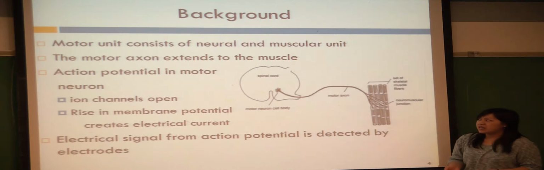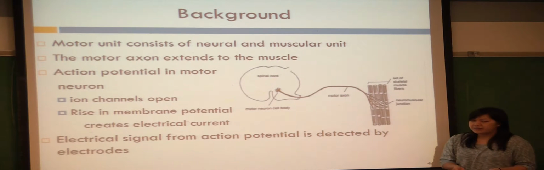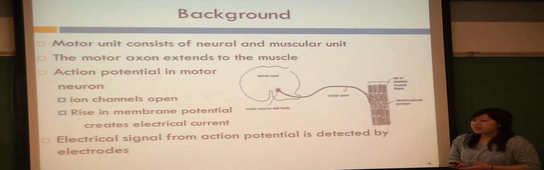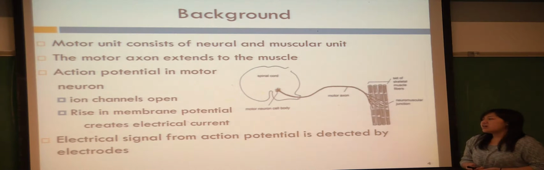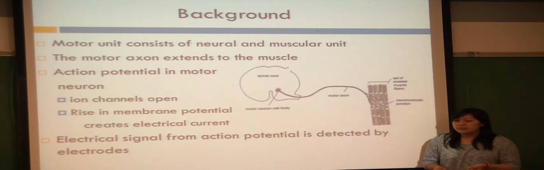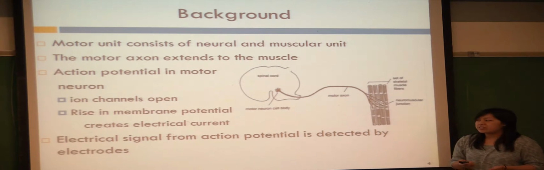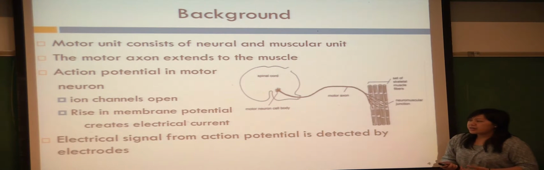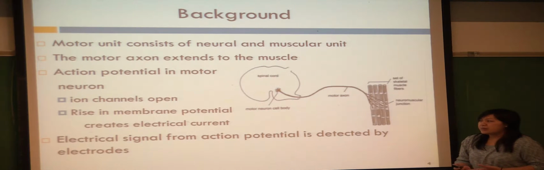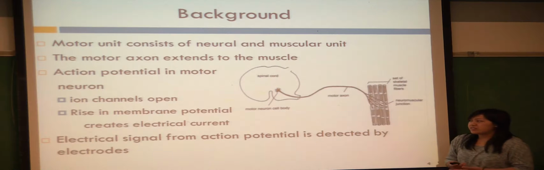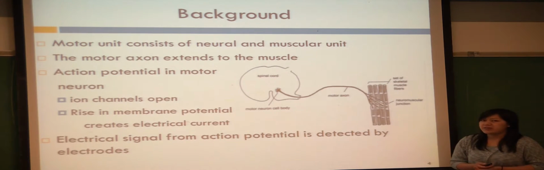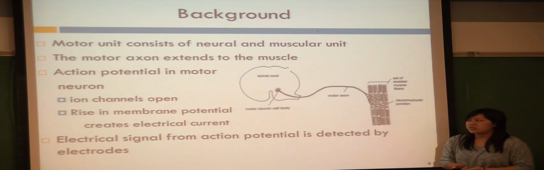And how the action potential is created is when the membrane potential increases to a particular threshold. So the ion channel is open, letting in sodium and letting out potassium. So that creates an electrochemical gradient. And as it keeps going, it increases the membrane potential more and opens more channels. So that creates the electrical current. And that electrical signal is what is sensed by the electrodes that are used in the instrument.